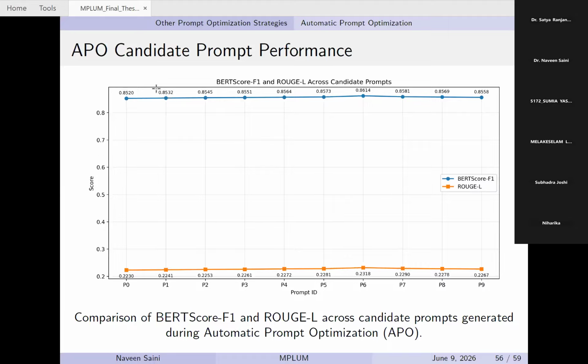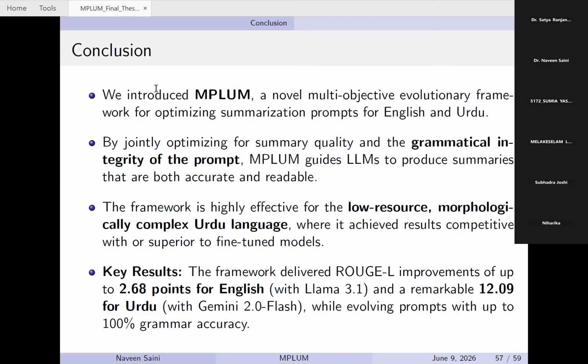Now I'm coming to the conclusion. So we have introduced the EMBLEM framework, which is a novel multi-objective framework, tested on the English and Urdu languages. Urdu is a low resource, morphologically complex language. So we have jointly optimized the summary quality using the grammatical score and the summarization quality. We are able to know that from the experiment, so it is working well enough on the Urdu language.